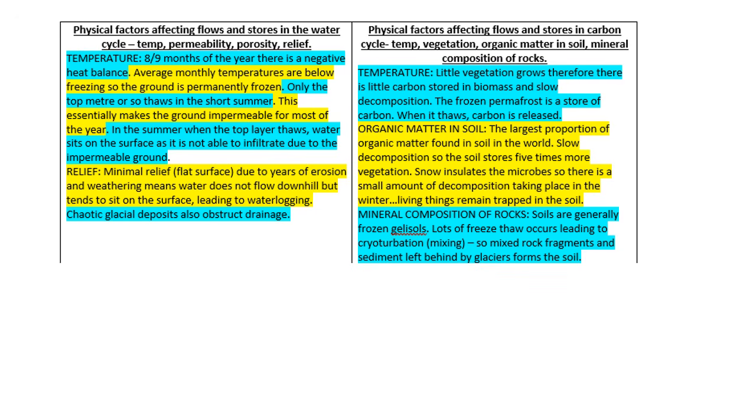The organic matter in the soil is another physical factor. It's the largest proportion of organic matter found in the soil in the world. So it's essentially frozen, like a freezer. Very slow decomposition, so that soil stores a huge amount more carbon than the vegetation. And then you've got the mineral composition of the rocks. So they tend to be frozen. You get a huge amount of freeze-thaw occurring. You get cryoturbation, which is where you get thawing and freezing, which mixes around the rock fragments that have been left by the glaciers and forms the soil.